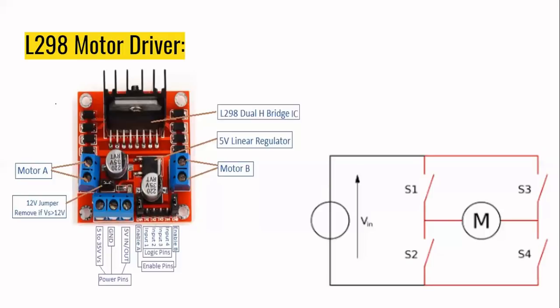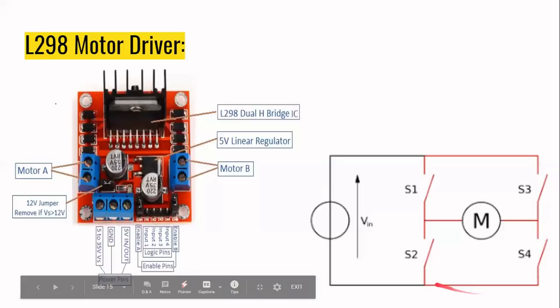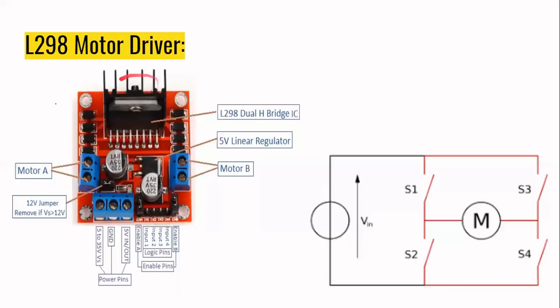Okay, so this L298 motor driver has two such H bridges, so we can connect two motors through this motor driver. Okay, so there are two channels which are used to connect two motors, channel A and channel B. Okay, so in channel A we will connect motor A, and in channel B we will connect motor B.